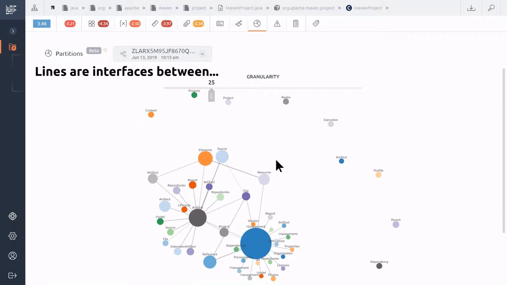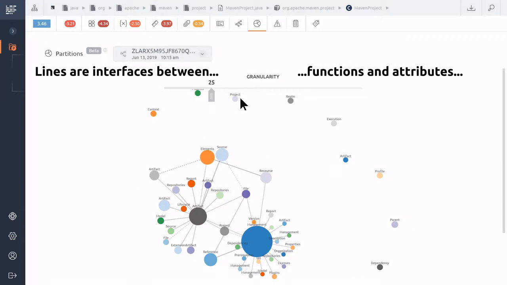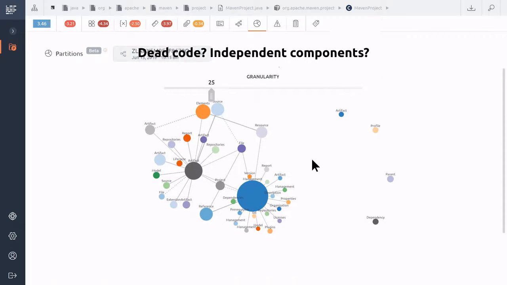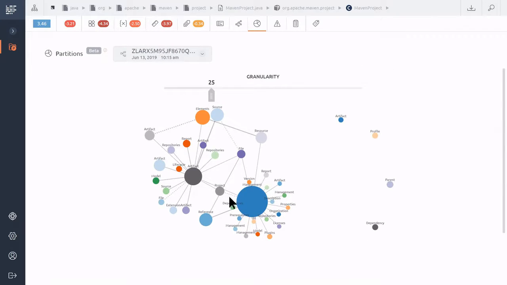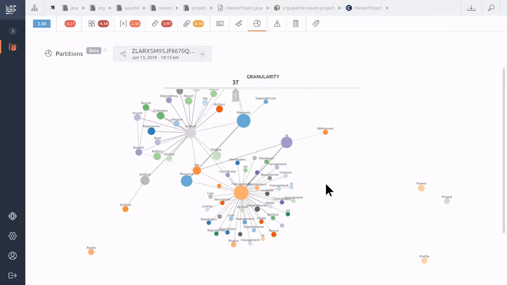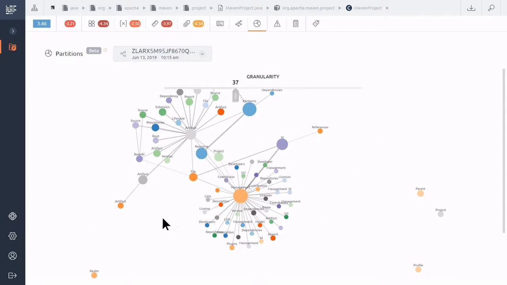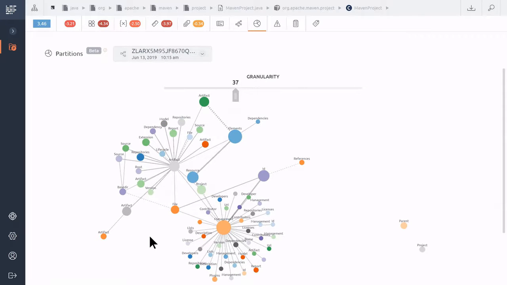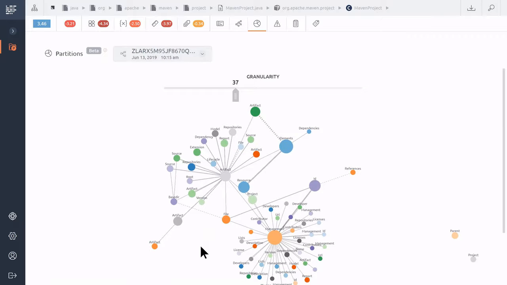Let's give you some surgery to make you beautiful again with our partitioning editor. The lines you see are the interfaces or calls between attributes and functions inside a class or component. Unconnected dots are functions or functional groups that are not called from inside the component. They might be dead code or can be extracted immediately. Circles are functions and rectangles are attributes.